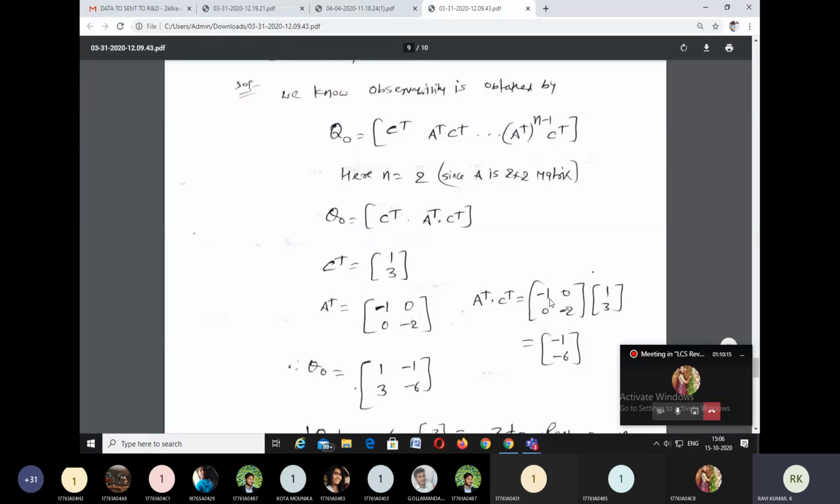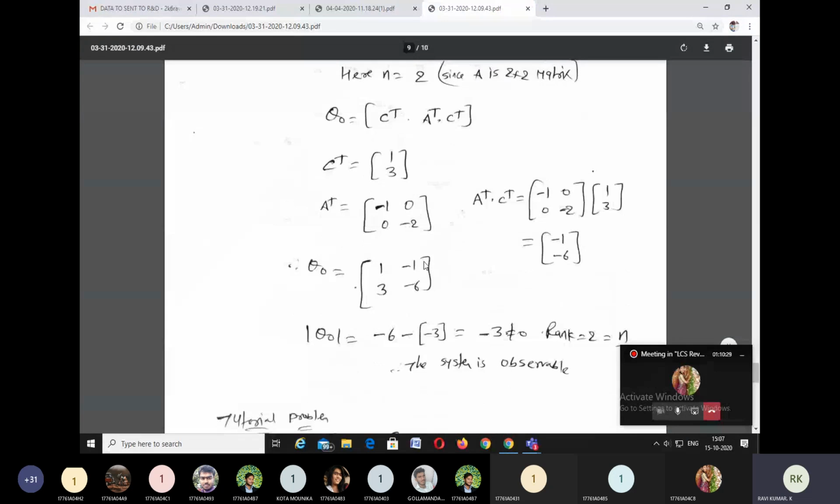So how do we multiply this? -1 into 1 plus 3 into 0, that is -1, right? 0 into 1 plus -2 into 3 is -6, right? So that is -1, -6 as the second column. For this matrix I have to calculate the determinant. Determinant is equal to AD minus BC.